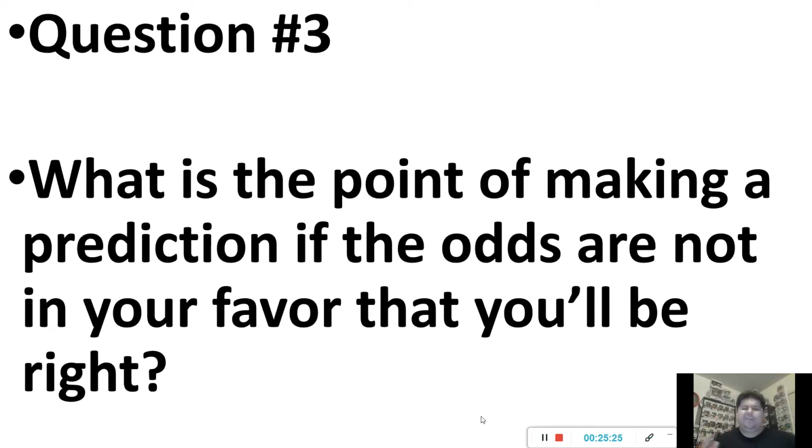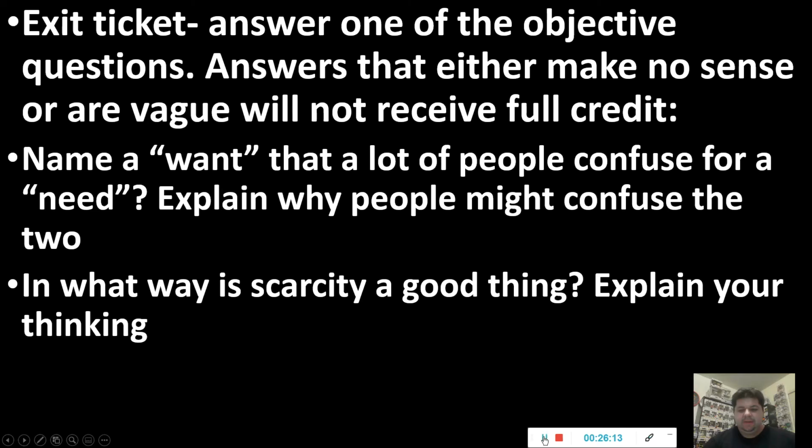So here's my question to you. What is the point of making a prediction if the odds are not in your favor that you're going to be right? Even if you say things are going to get good, you have a 50-50 chance that things are going to get good. And if you say, oh, it's going to jump up 25%, now you've lowered the gap this much. So why do you think they even make predictions if at best they have a 50-50 chance? Okay, so pause the video, write your response, but we're going to move on in 3, 2, 1.